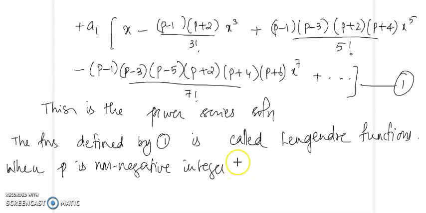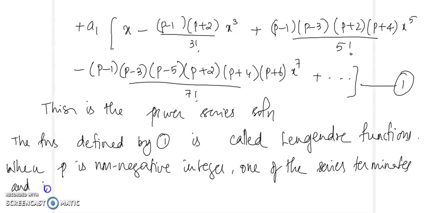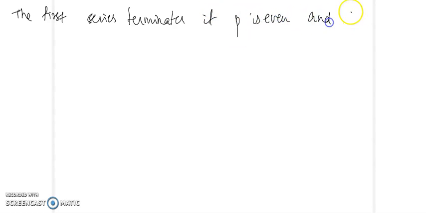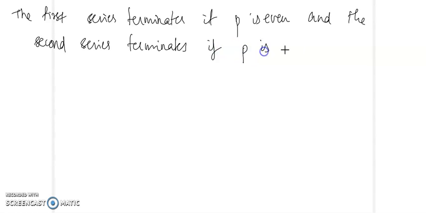So that gives us what is called the Legendre's polynomials. When p is a non-negative integer, one of the series terminates and is thus a polynomial. The first series terminates if p is even, and the second series terminates if p is odd. So these polynomials are called Legendre polynomials.